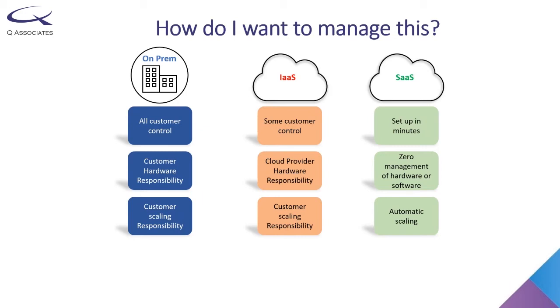And then the SaaS-based offering, so this is probably easiest to set up. We're talking about setting that up in minutes, effectively logging into a website and pointing that SaaS-based application at my Office 365 environment. I've got zero management of hardware or software, and I've also got the benefits of automatic scaling. So if, for example, an acquisition happened, then I can quickly point the backup infrastructure at the other Office 365 tenancy and start backing up that infrastructure.